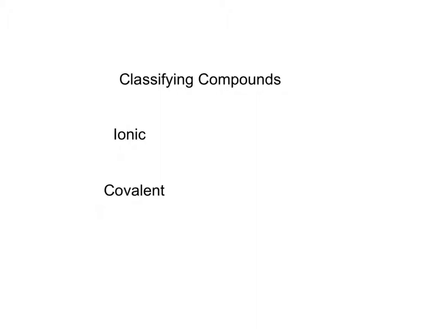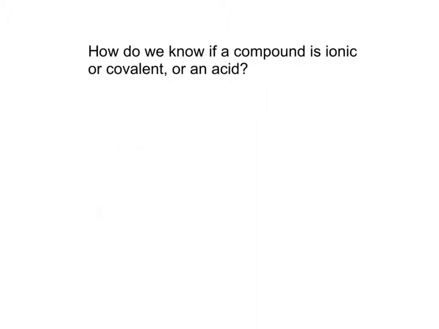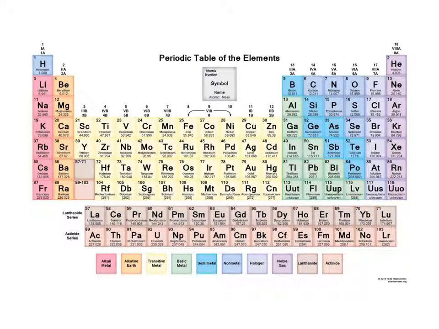Now, a third type of compound would be acids. Acids are actually covalent, but there's a slightly different system for naming, and we'll cover that a little later. So the question is, when I see the formula for a compound, how do I know if it's ionic or covalent or an acid? The answer to that question lies in the identity of the elements.